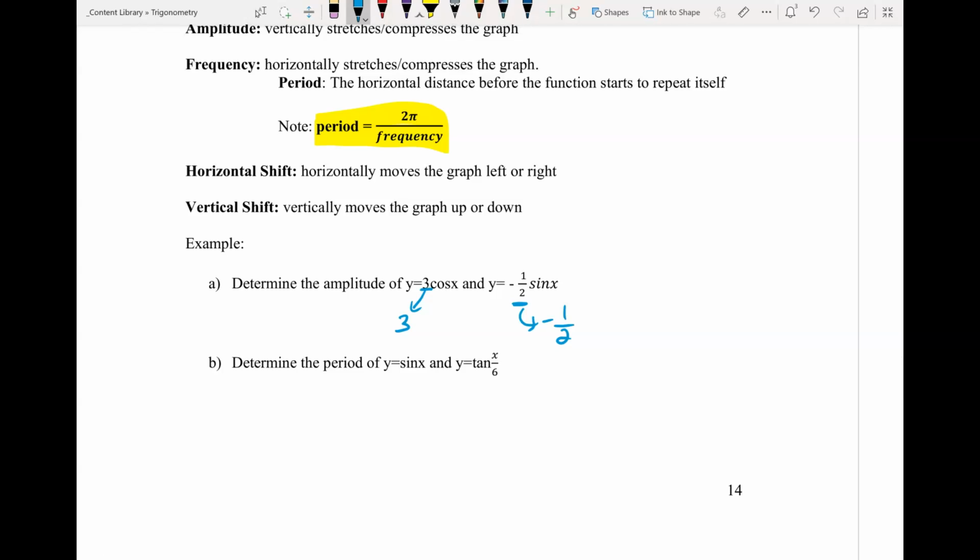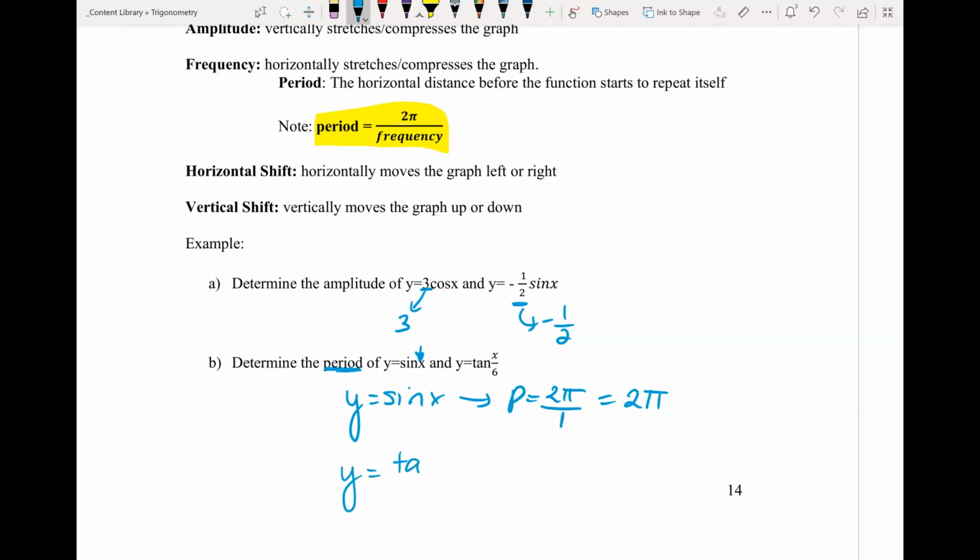And then our last example, B, describes the period. So you want to find the period when we're given the frequency. The frequency is located right on the inside, right next to the x, and we don't have anything right now. So you're going to assume that it's 1. So for y equals sine x, if you want to look for the period, it'd be 2 pi divided by frequency. And because there's no number by the x, we just assume it's a 1. So your period then is 2 pi, which makes sense because y equals sine x has a period of 2 pi.